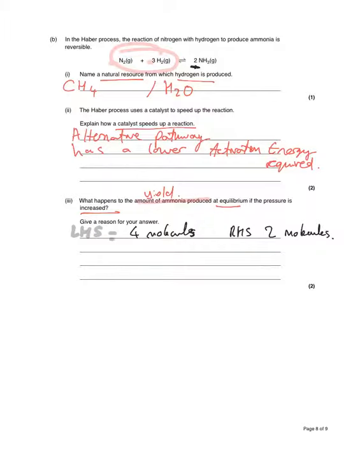So if I try to increase the pressure, it's going to affect the left hand side more, so the equilibrium will move to reduce the pressure. So the equilibrium will move that direction, it will move right, and if it moves right, it will produce more ammonia, or NH3.